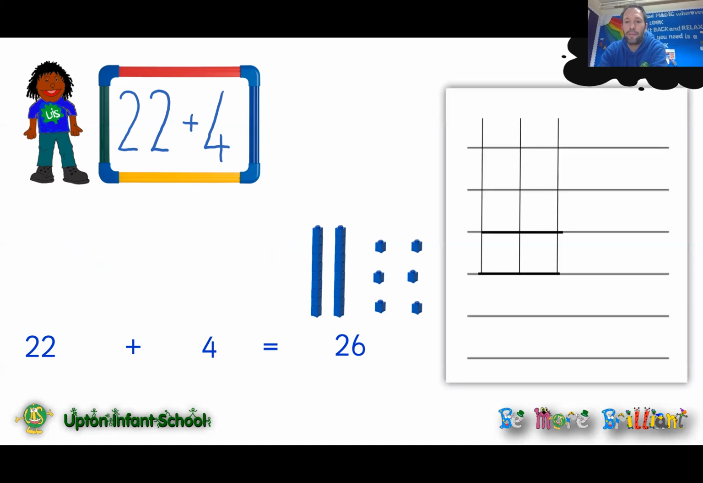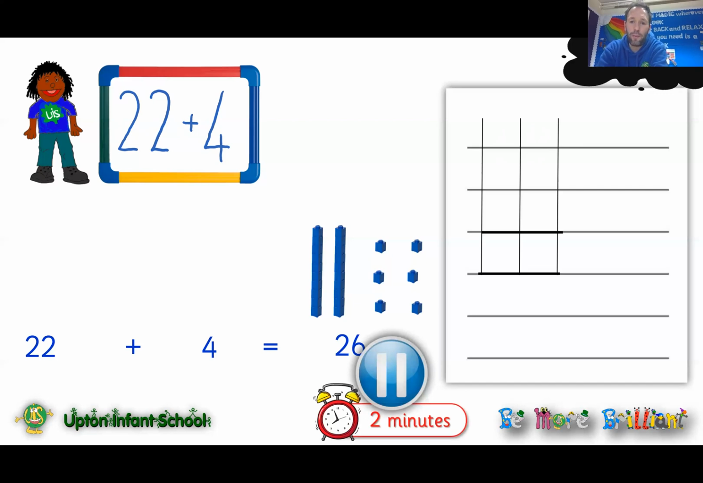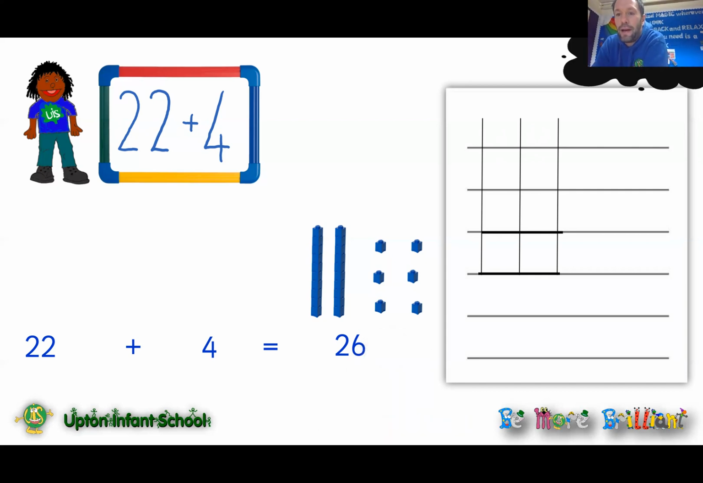Now, the next thing I'm going to do is to use my paper with the same columns on as before that we looked at how to draw them, and we're going to use the column method. So have a little go at doing this yourself. Pause the video, see if you can do 22 add 4 using the column method. Pause the video and have a go. Okay, then let's see how you got on with this one.